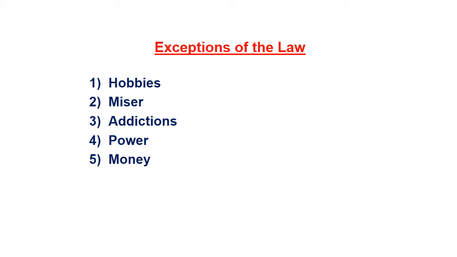And the last one is money. Money is also an exception of the law. So with the additional unit of money, MU goes on rising and not falling. So it is said that the marginal utility of money for the poor class is more as compared to the rich class. So these are the exceptions of the law of diminishing marginal utility and they are against the law.